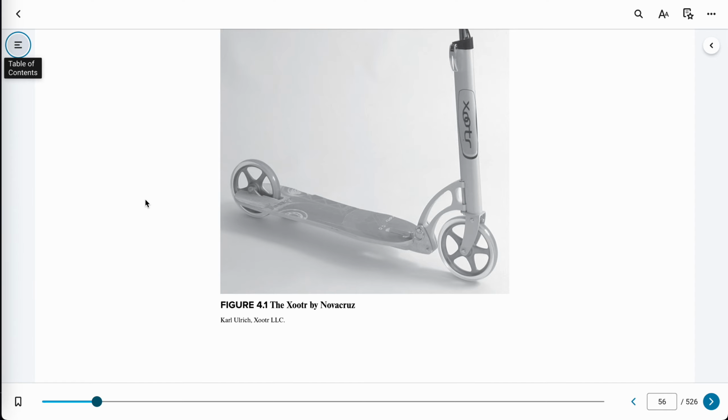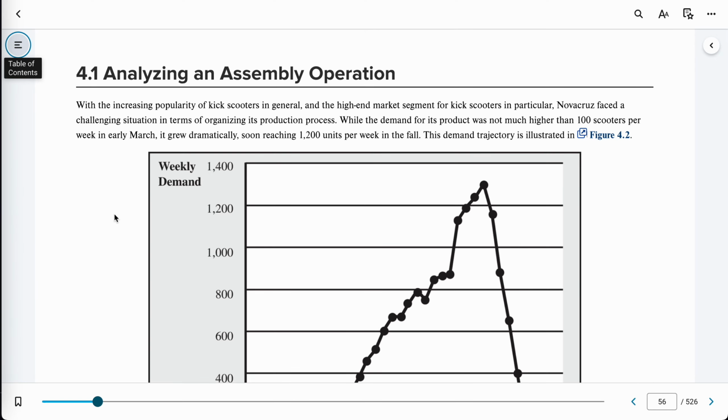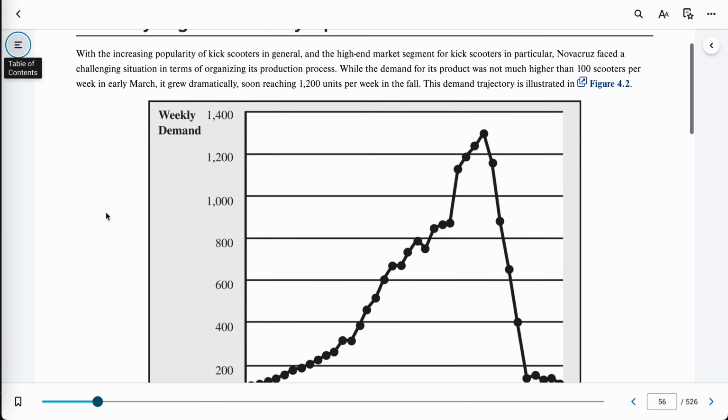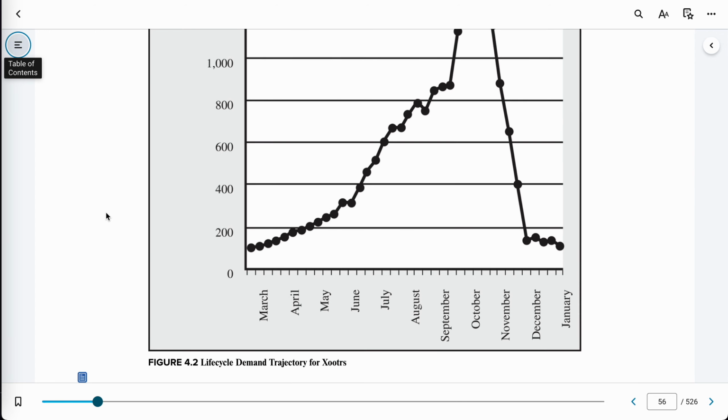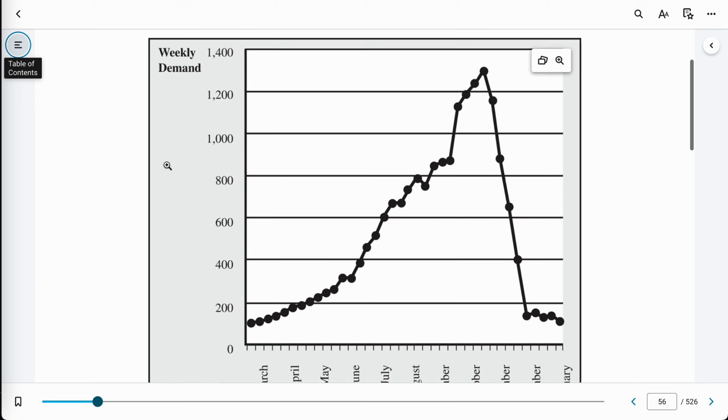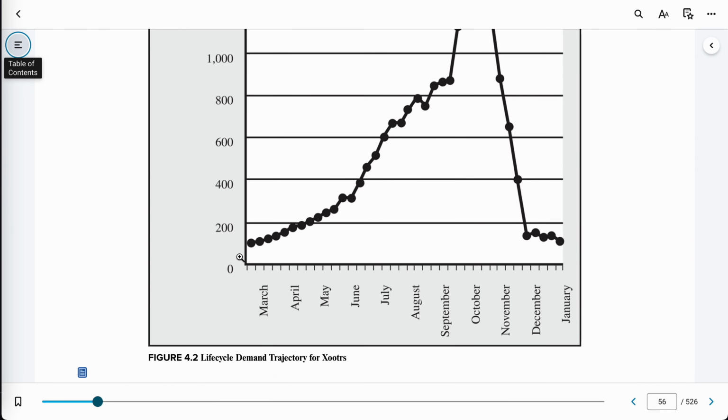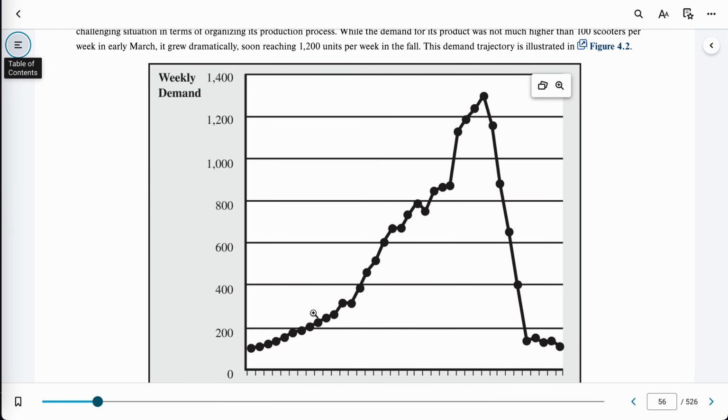Now, the zooter's demand trajectory looks something like this. This is over the lifetime. So these are all products that exist that have a very limited lifespan, in the sense that they become popular for a certain while. They have a large demand for a certain while, then the demand falls down once the popularity goes away. And this was the life cycle demand trajectory for Zooter, right?